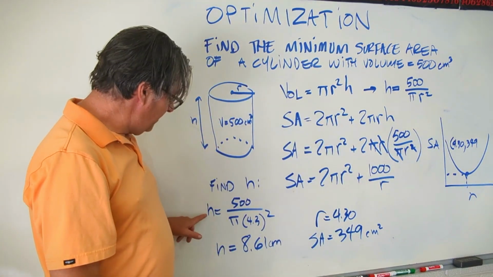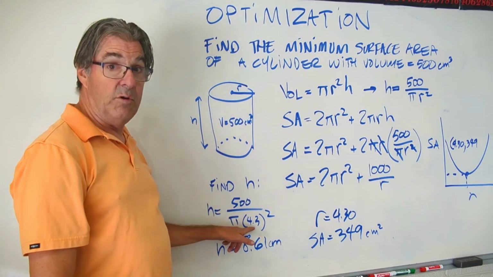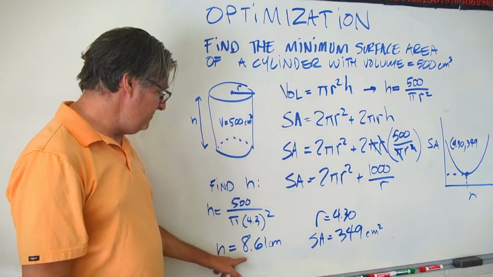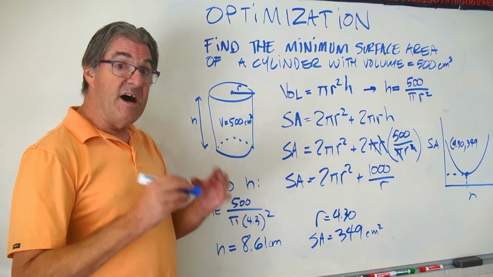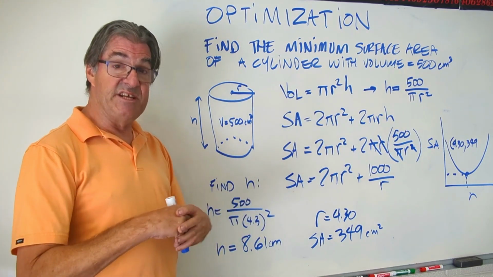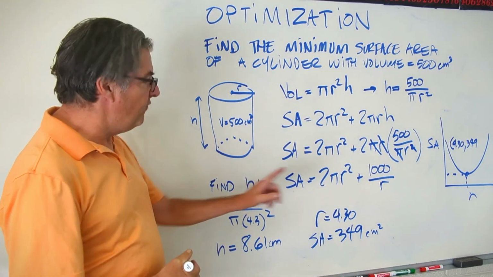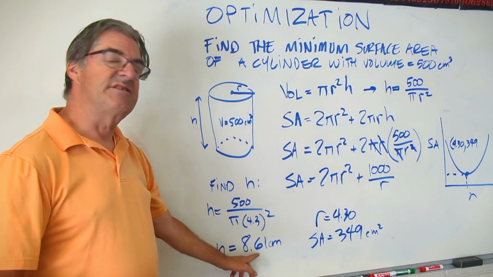So here's my plug-in step. I have h equals 500 over pi times r, which is 4.3, squared. When I crunch those numbers, I get my height needs to be 8.61. So now I know that if I want to minimize the surface area, minimize the amount of metal I need to build my cylinder, I need a radius of 4.3 on the bases, and I need a height of 8.61.